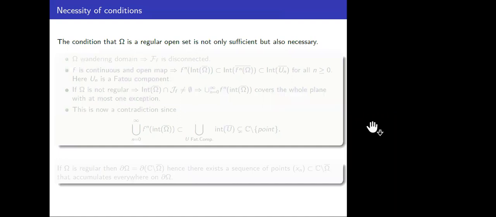So it's a natural question whether or not these conditions are not only sufficient, but as well necessary conditions, or am I just sort of making conditions up and so on. So the condition on omega, that omega is a regular set, is not only sufficient, but also a necessary condition. And this can easily be verified.